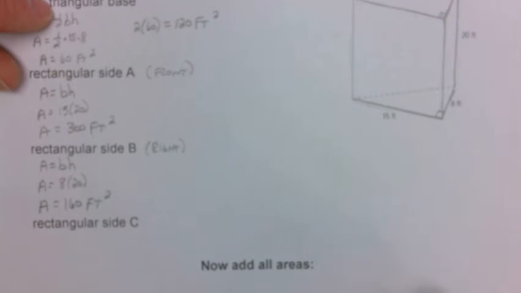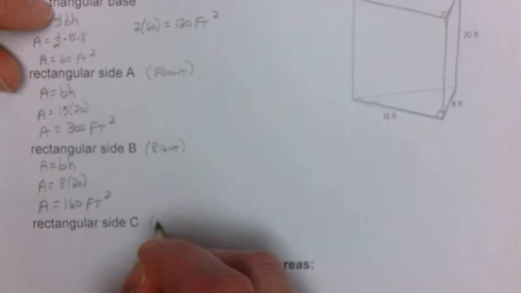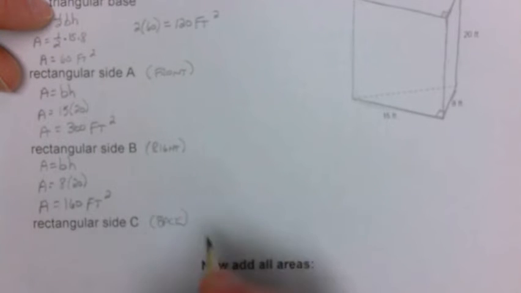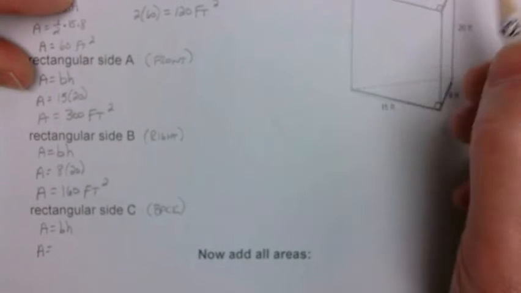And now rectangular side C, that's going to be this rectangle that's in the back, if I want to call that the back of the triangular prism. It's a rectangle, so area equals base times height. And now to get its measurements, I'm going to trace it.